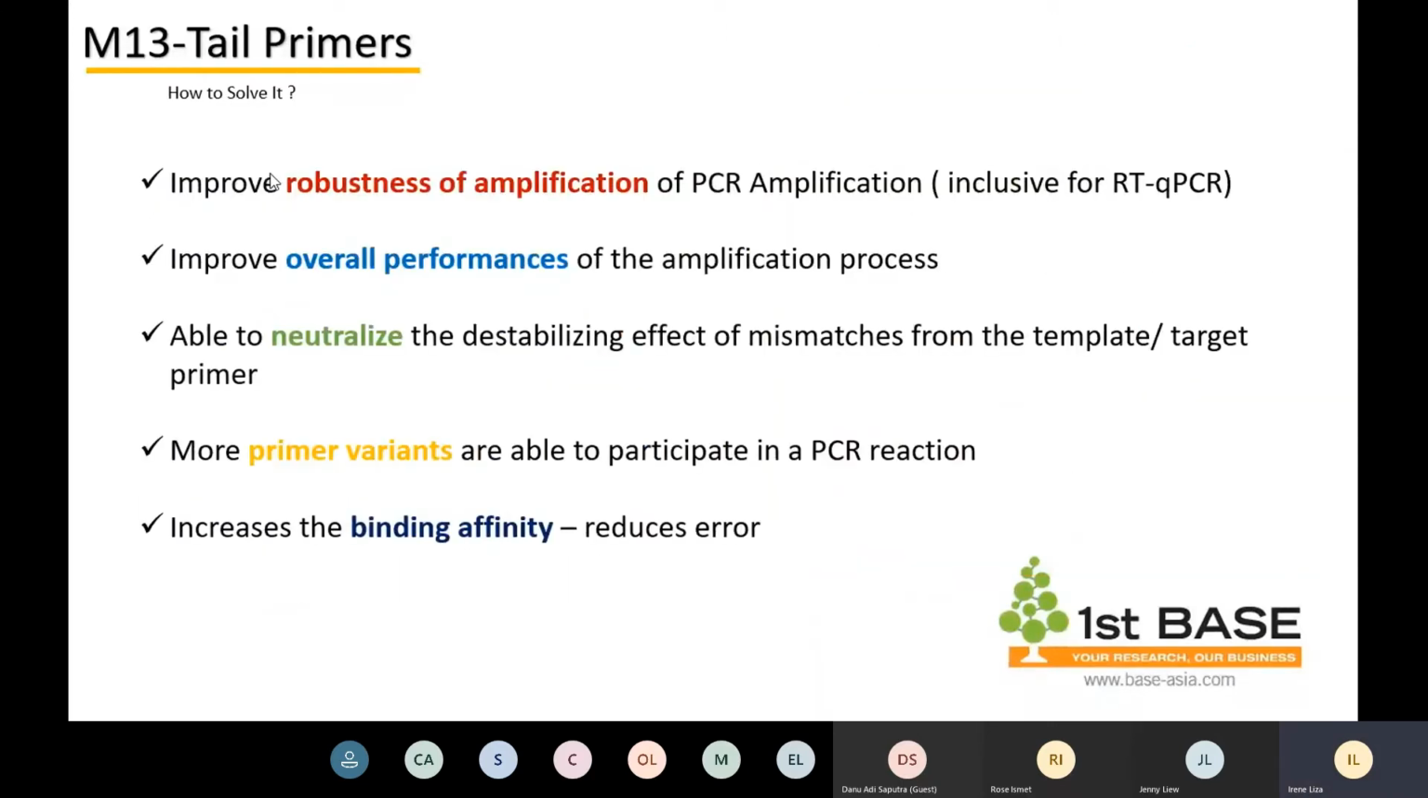So how does M13 actually solve it? M13 is able to improve the robustness of amplification of PCR, inclusive of qPCR as well, and also improve the overall performance of the amplification process. It can neutralize the destabilizing effect of mismatches from the template or the target primer. And now you can also use more primer variants in a PCR or qPCR reaction. On the other hand, it also increases the binding affinity, whereby it also reduces the possibility of error.